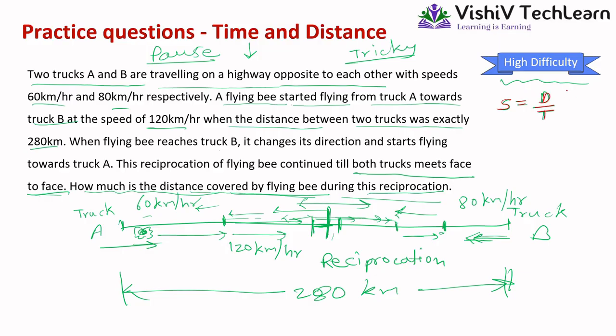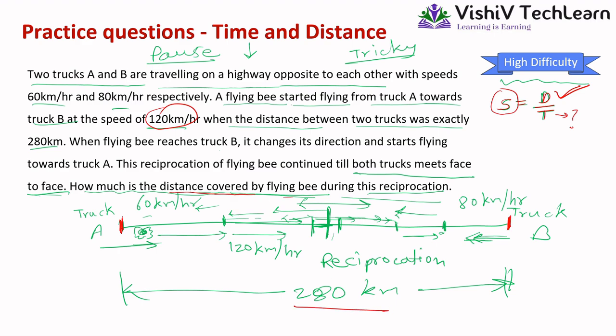Same formula. Correct? Now in this, since we have to calculate the distance covered by flying B, speed we know. Speed of the flying B we already know, which is given as 120 km/h. Distance we have to calculate, and time we should be able to calculate. Time we have to calculate from the given condition, then easily we can calculate the distance by using this formula. Correct?